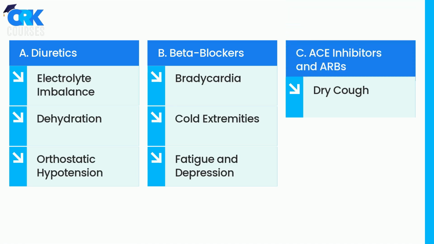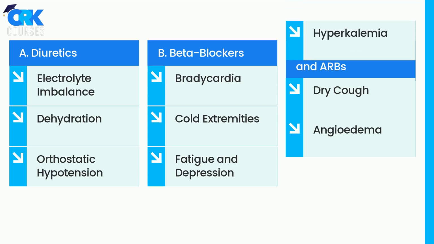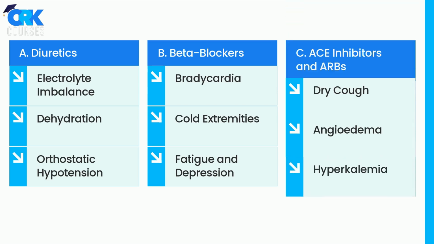Angioedema. In rare cases, ACE inhibitors may cause angioedema. Severe swelling of the face, lips, throat, or tongue, which requires immediate medical attention. Hyperkalemia. Both ACE inhibitors and ARBs can lead to increased levels of potassium in the blood. Hyperkalemia, which can be dangerous if not monitored.